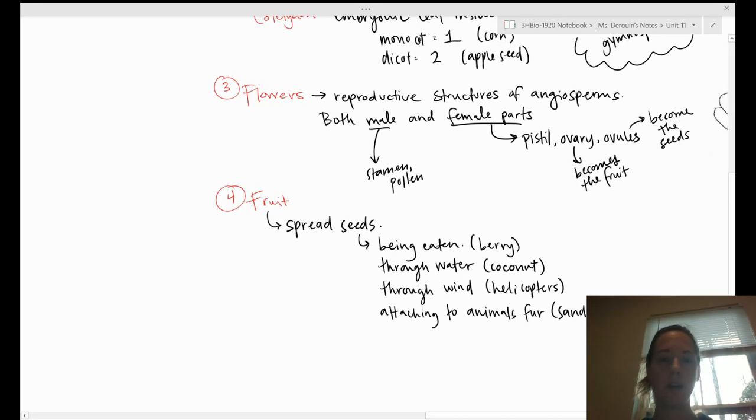We'll talk more about leaves next time. There are special structures too that plants have, and we'll talk about roots later on too, but I want to stop there for today.